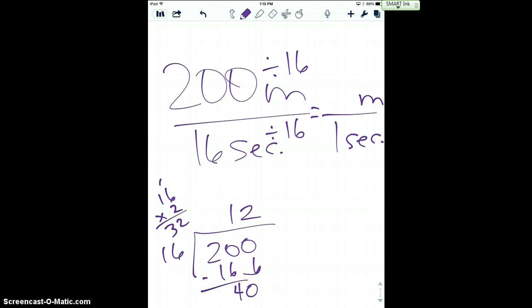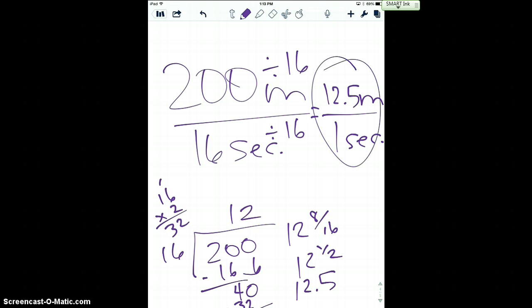So I get a 2 there, 32 there, and 8 left over. So I get 12 and 8/16, which is really 12 and a half, which is really 12.5. So I go 12.5 meters per second. Do you think I could run that 12.5 meters per second? Or do you think we're talking about a bike? Or a car? Or a plane? What do you think is being talked about there? Just something to think about.